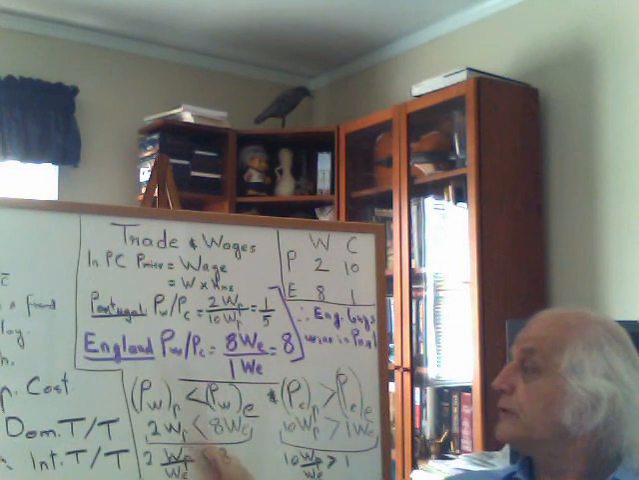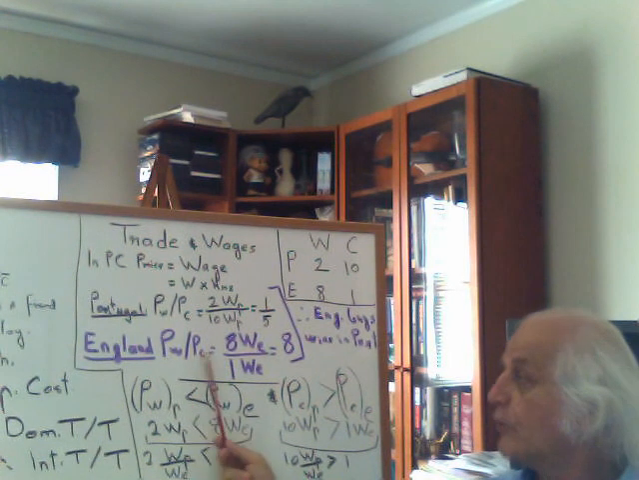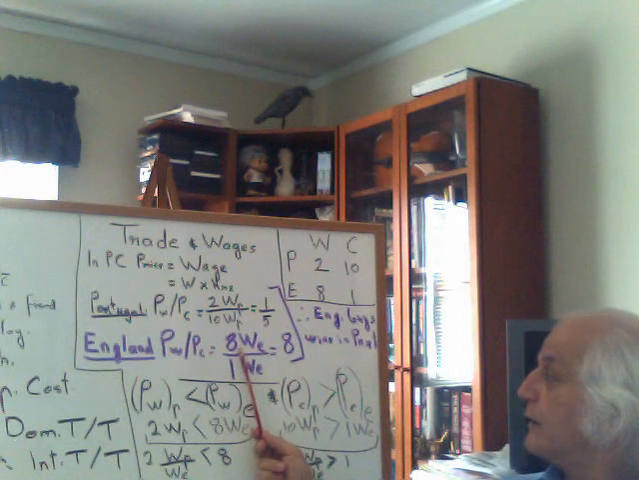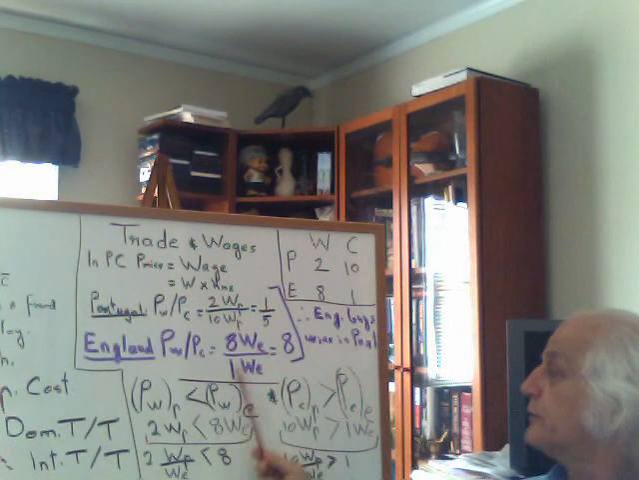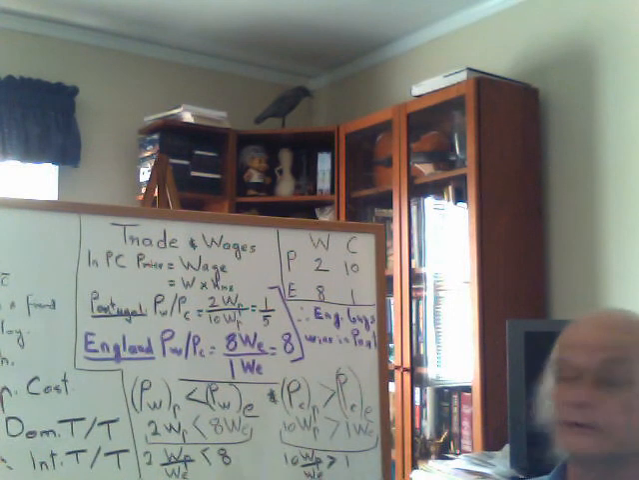Now, what about in England? In England, again, we're going to do the same thing. What is the price of wine over the price of cloth? The price of wine in England is going to be 8 W sub E. The price of cloth is going to be 1 W sub E, to make sure that we're referring to England. So it will become 8.